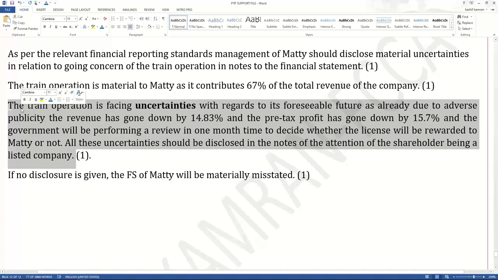Right. The financial statement should be prepared on a breakup basis, Sakina. That's too harsh a ruling. The company is just facing some material uncertainties, and that should be disclosed in the notes to the financial statement. Breakup basis is the last resort. Breakup basis comes at the time when the company is liquidating. METI company is not liquidating, right? METI company is not just running a train service. They're also running a bus service. The business is not coming to an end.